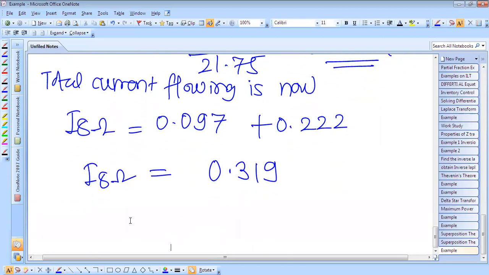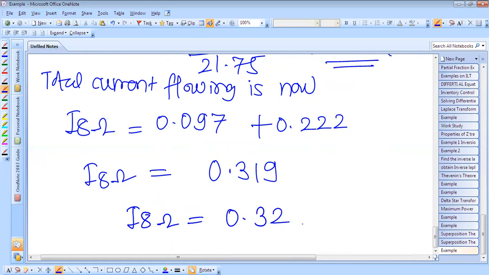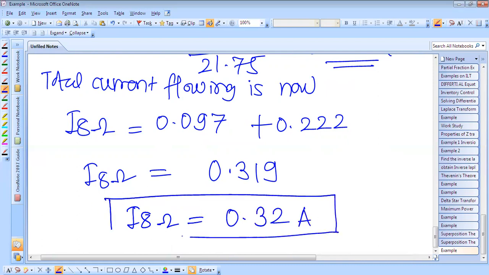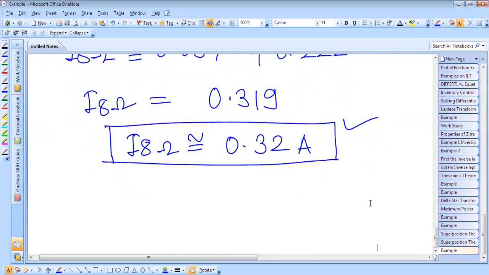So the current flowing through this 8 ohm resistor by superposition is approximately 0.32 ampere. The current flowing through the 8 ohm resistor by the superposition principle is 0.32 amperes.